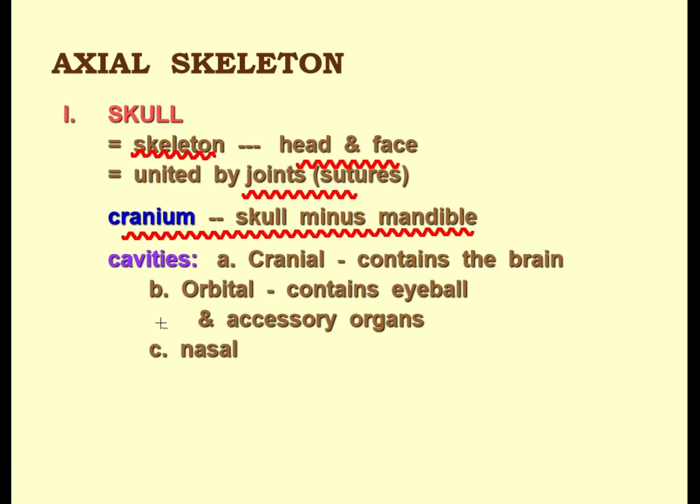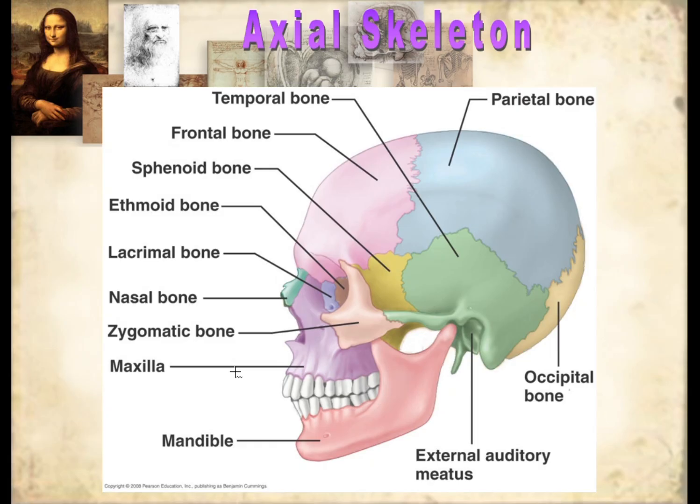Next we can talk about the cavities of the skull. One is the cranial cavity, which contains the brain. Next is the orbital cavity, which contains the eyeball and accessory organs. And the last is the nasal cavity. So these three cavities are present in the skull.